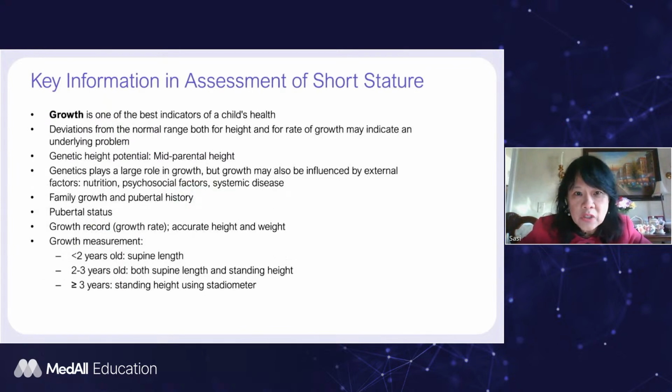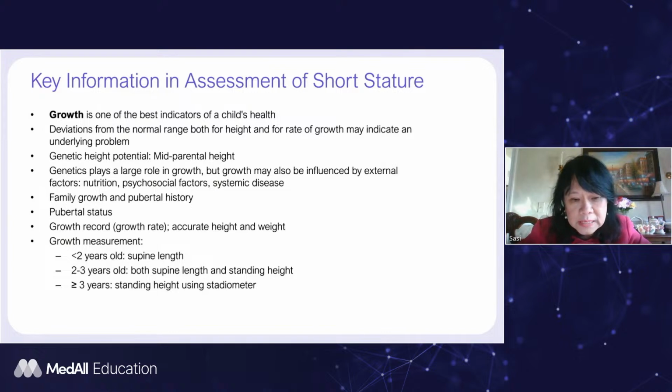Key information in assessment of short stature: growth is one of the most sensitive indicators of a child's overall health. Deviations from the normal range, both in height and in the rate of growth, may signal an underlying medical condition that requires further evaluation. Several factors influence growth, including genetics, nutrition, psychosocial environment, and systemic diseases.